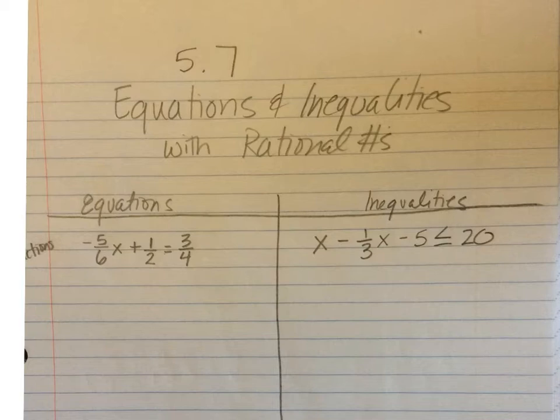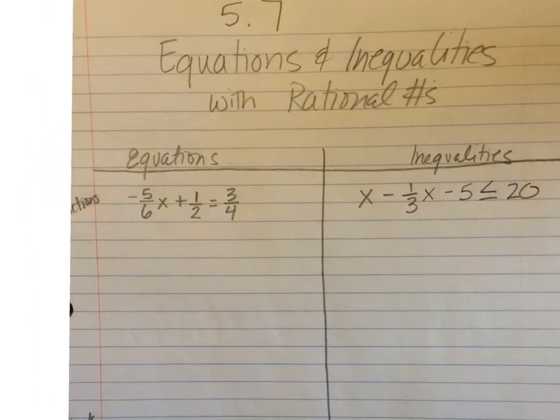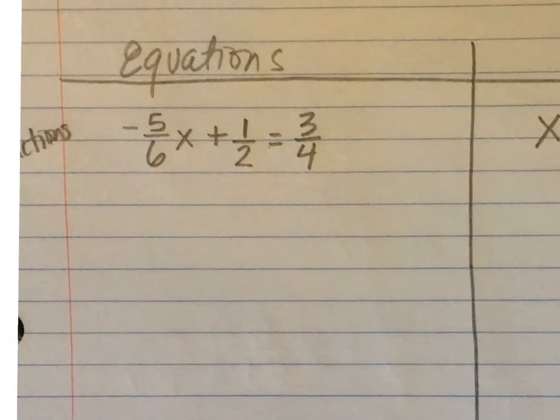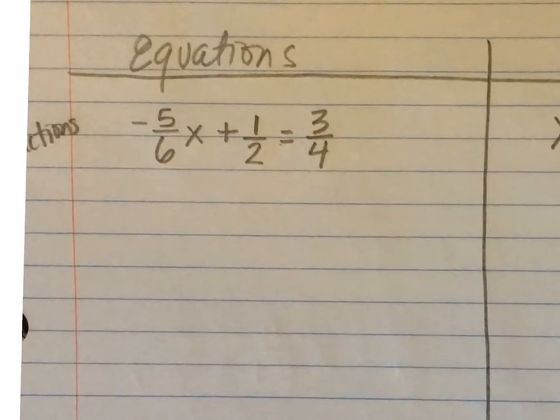Alright, so let's start with this first one. I'm going to zoom in here. We're starting with equations with fractions. So the first thing I need to do is identify my constant, which is 1/2, and get rid of that. So subtract 1/2, subtract 1/2 to each side of the equal sign.